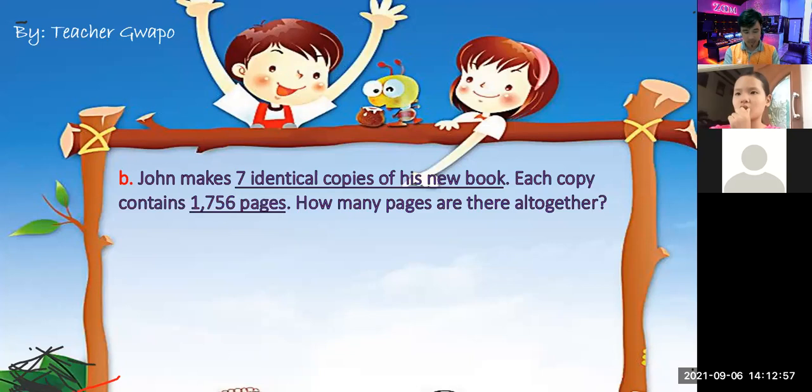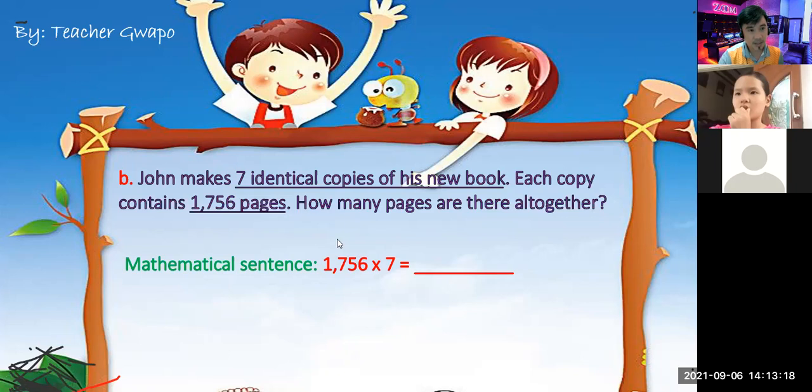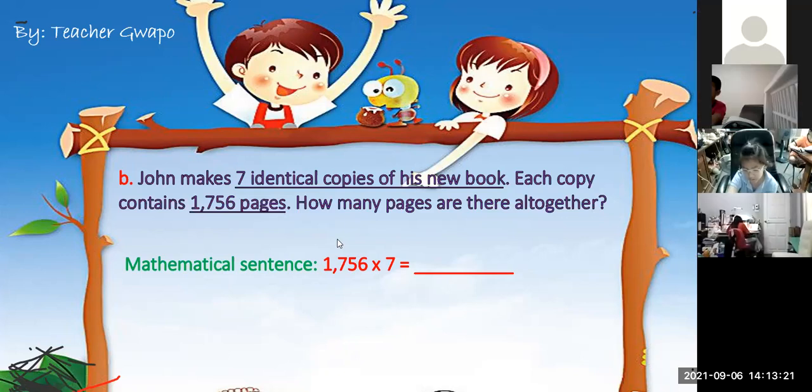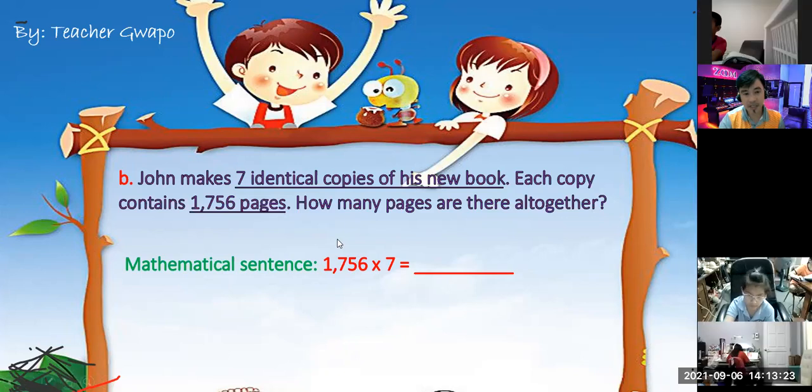Now our book here has only 214 pages. This workbook that you have has only 214 pages. Now John makes 1,756 pages in one book. Now we will write the mathematical sentence. In here, we will just write 1,756 times 7.